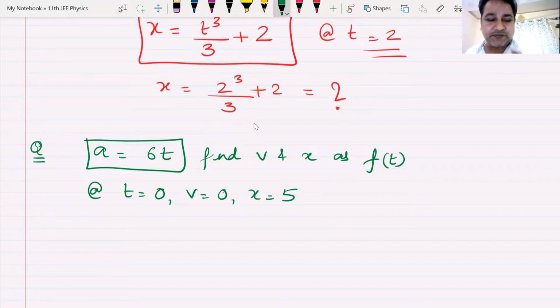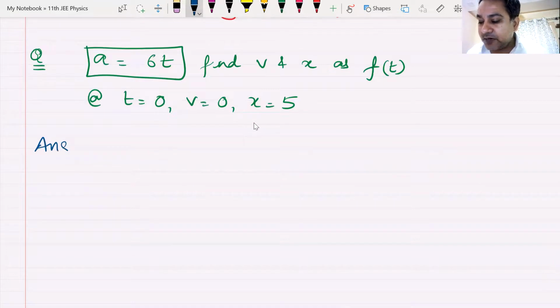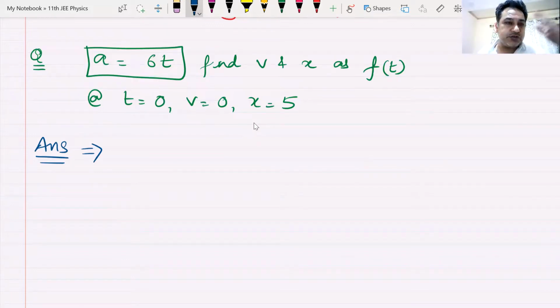I'm just concerned if you are getting the integration part correct or not, if you are able to get the equation correct or not. That is my concern. I hope that everyone can get this one. I'll be very pleased if you can get this one. The time has started. Shoot your answers.